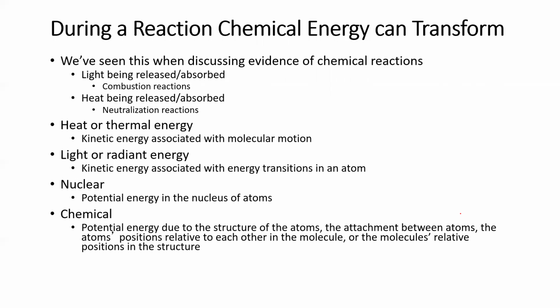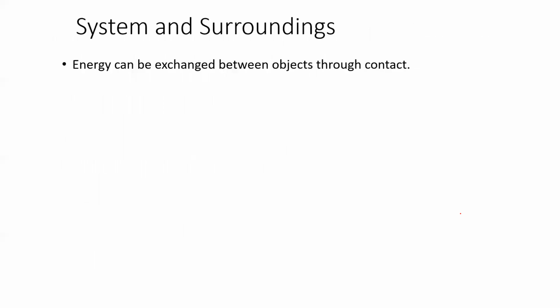And when I have a chemical reaction, to go from reactants to products, the bonds have to be broken to form new bonds. And during that transition, there's a change in potential energy. So really, the last topic that I want to touch on is system and surroundings.